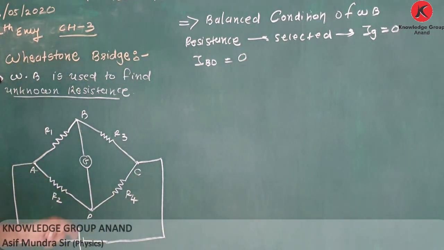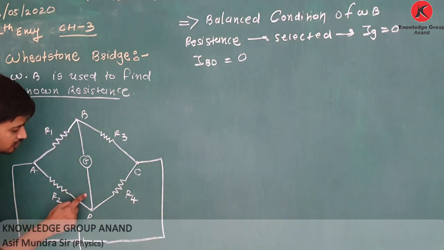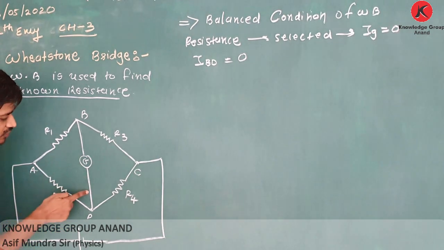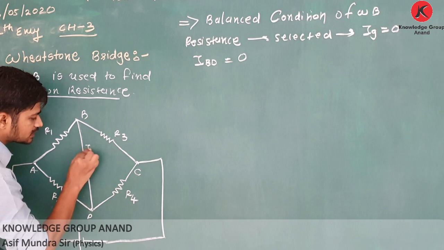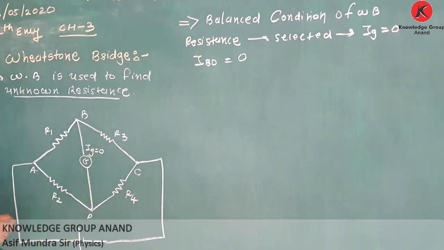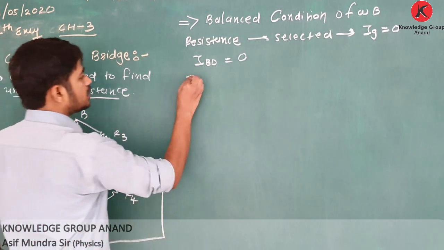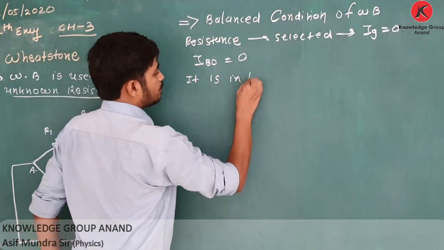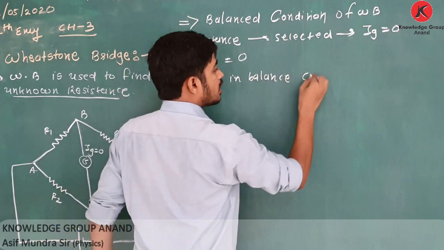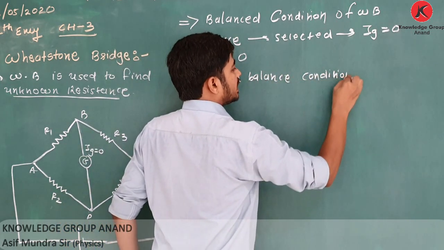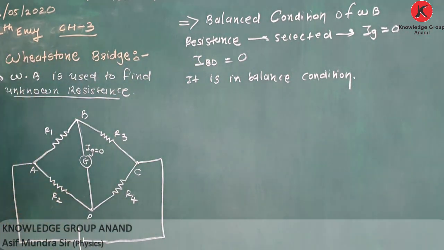And yes, it is possible when the potentials of B and D are the same. So when we select resistances such that current flowing through BD, that is through the galvanometer, is 0, then such a Wheatstone Bridge is said to be in balance condition. Now in this balance condition, we will obtain a relation between these 4 resistors.